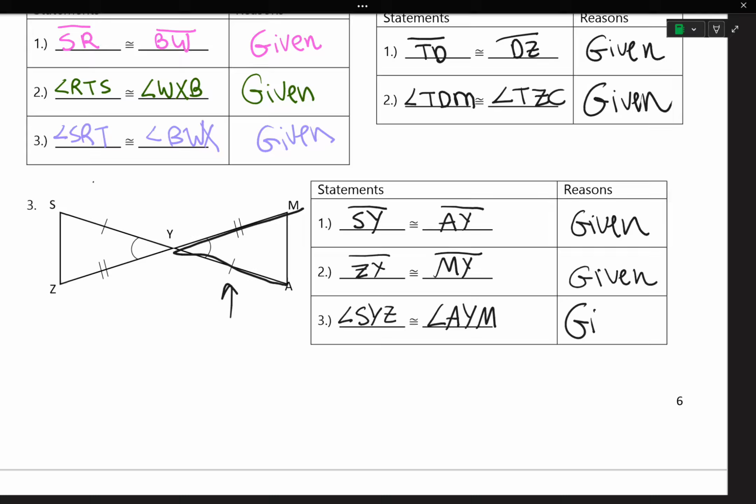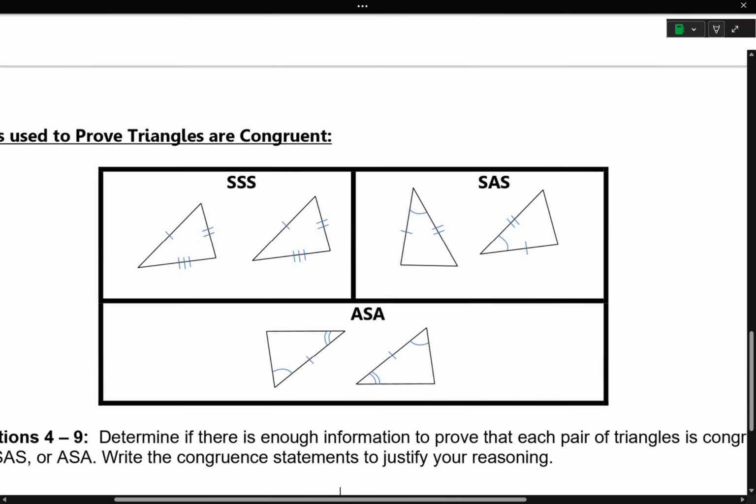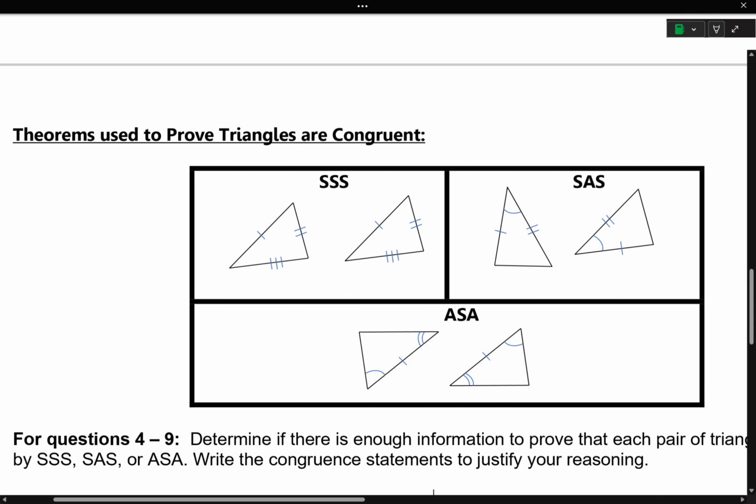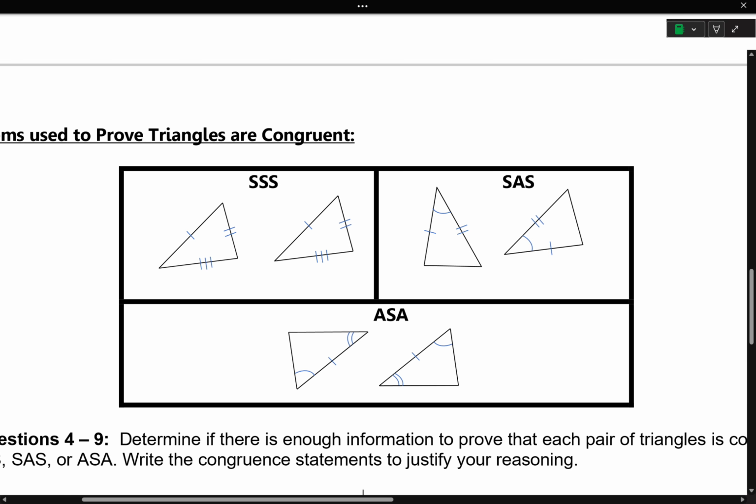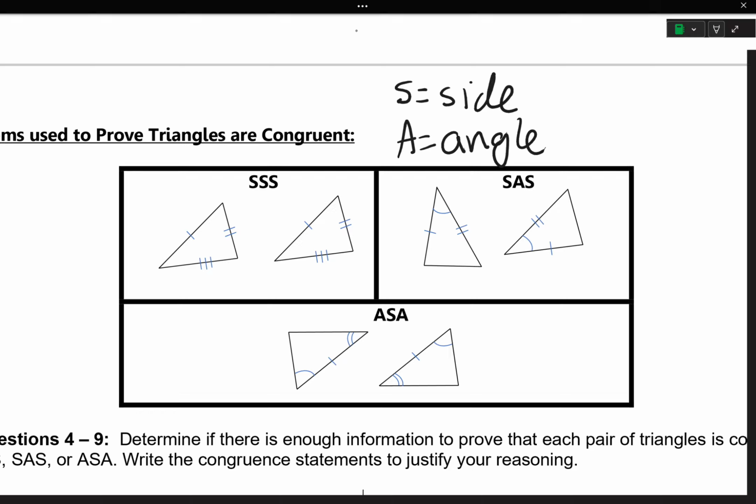How do I know they're congruent? It was given to us. The picture was marked. Now, let's put it into some proofs. There are 3 ways that we can tell that triangles are congruent. Here they are. We abbreviate them with S's and A's. If you want to jot it down, S means side, A means angle. So here's the 3 possibilities.